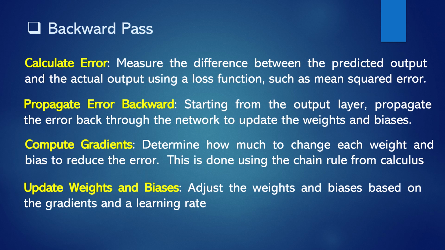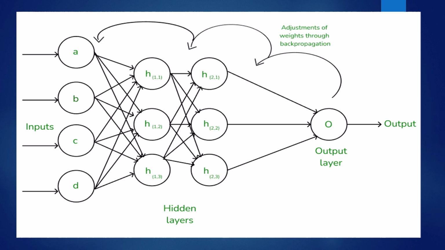Once the error is calculated, the network adjusts weights using the gradients, which are computed with the chain rule. These gradients indicate how much each weight and bias should be adjusted to minimize the error in the next iteration. The backward pass continues layer by layer, ensuring that the network learns and improves its performance. The activation function, through its derivative, plays a crucial role in computing these gradients during backpropagation. In this image, you can see how forward pass propagation works.